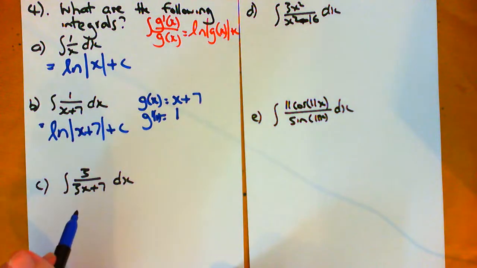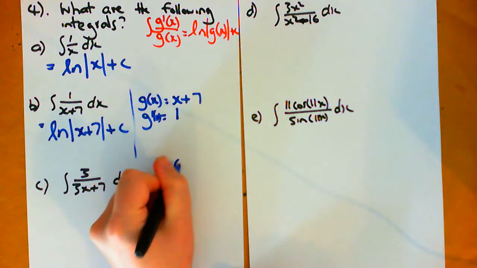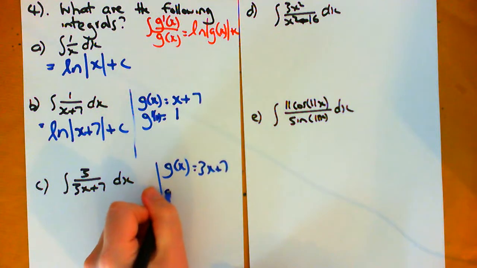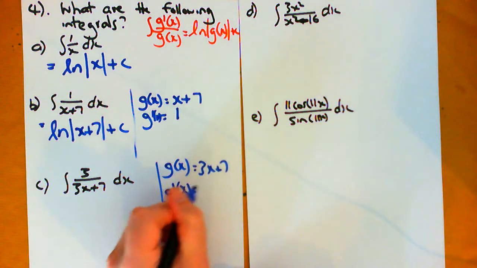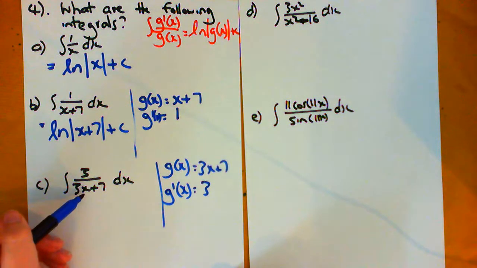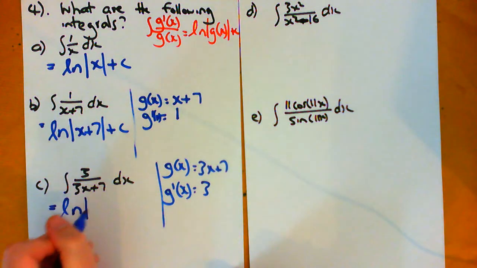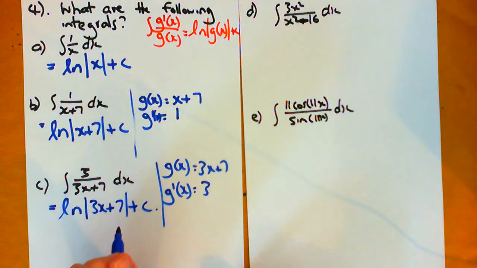Okay, so question C, let's check again that it has that form. So we have g of x is what's on the bottom, which is 3x plus 7. And if we differentiate that, we get g dash of x is 3. So if we look at the form we have exactly that form again. G dash is on the top and g of x is on the bottom. That means your integral is going to be exactly ln of the bottom plus your constant.